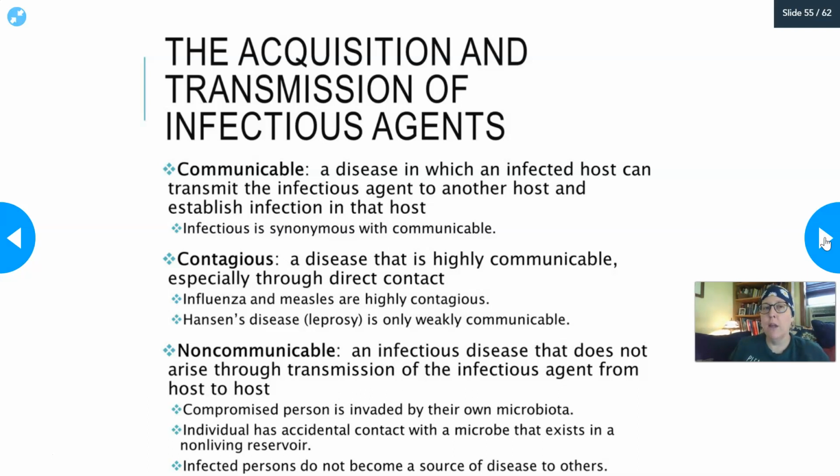Sometimes you have patients that have the flu and then develop pneumonia from an endogenous bacteria, and the disease is non-communicable. Once they've recovered from the flu, that bacterial pneumonia is not something that will spread.